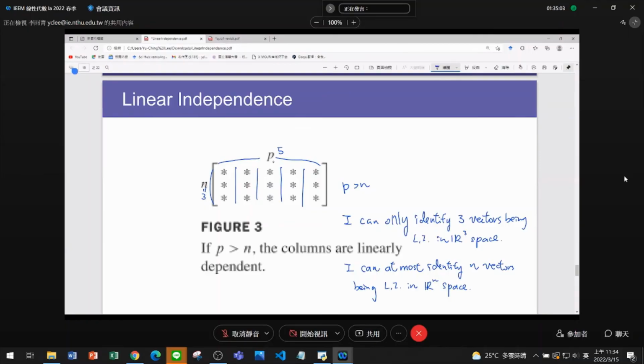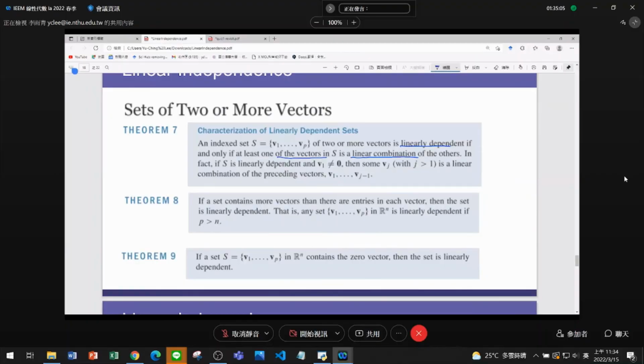Then the next theorem, if a set in the Rn space contains the zero vector, then the set is linearly dependent. And we have seen why, because when we talked about the set containing only the zero vector, that set is linearly dependent. So if it turns out that the set contains the zero vector, then the entire set becomes linearly dependent. You can find many non-trivial solutions that make the homogeneous system solvable.